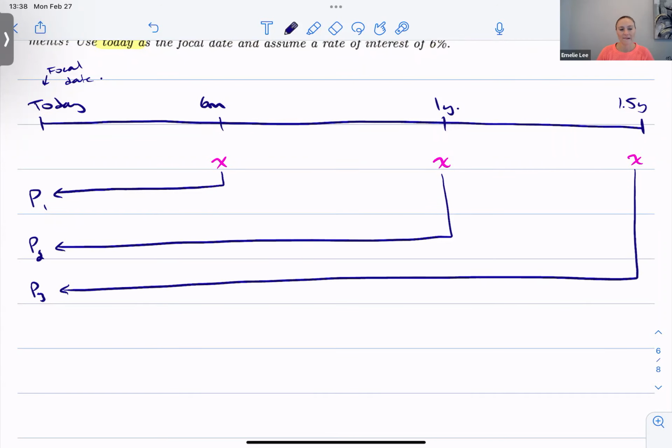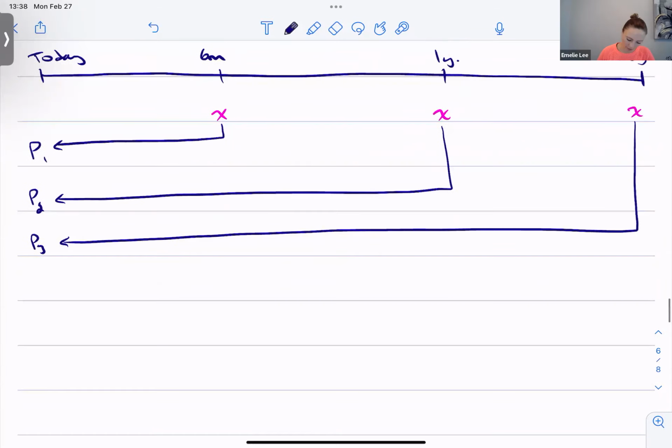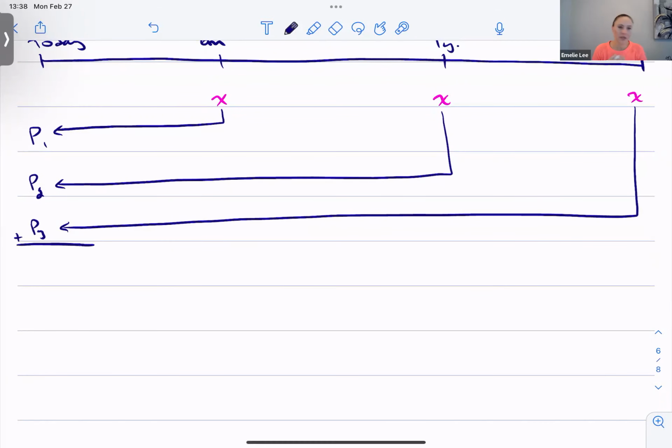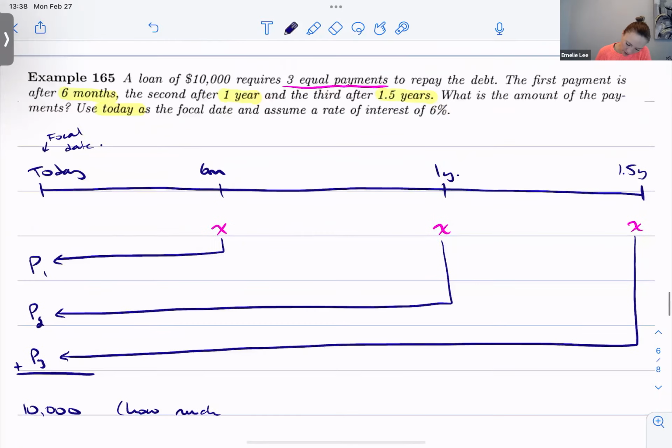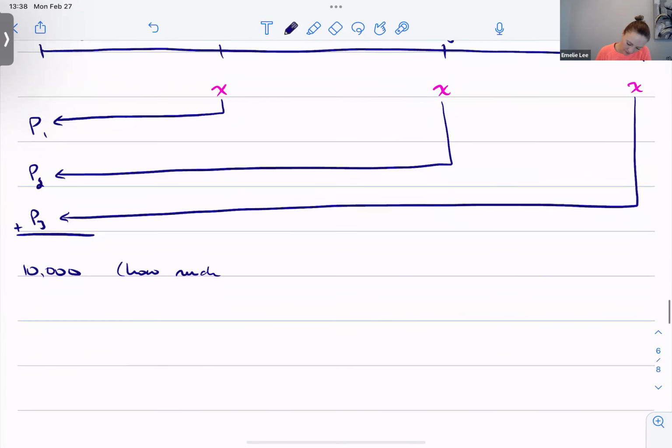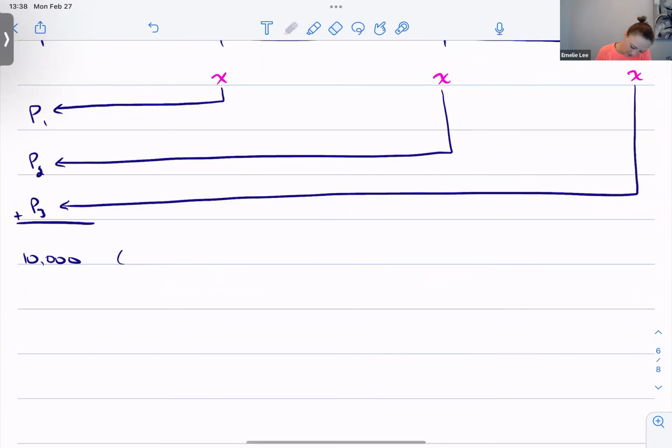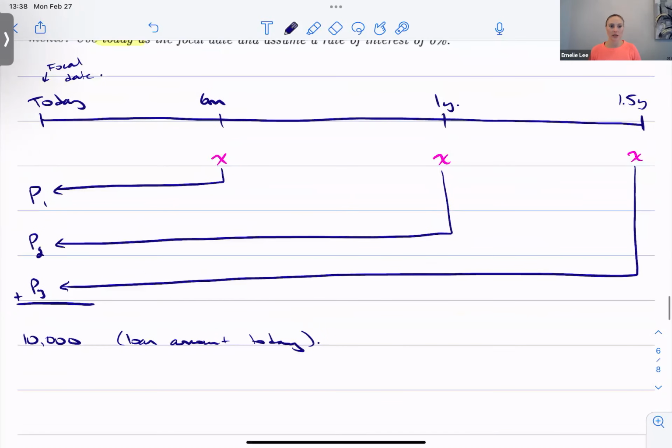The total here has to be $10,000. That's how much I borrowed today. So this has to add to $10,000, the loan amount today. We have to pay it off with interest, but each of these payments is sitting there for different amounts of time, and we're forcing the payments to be the same.